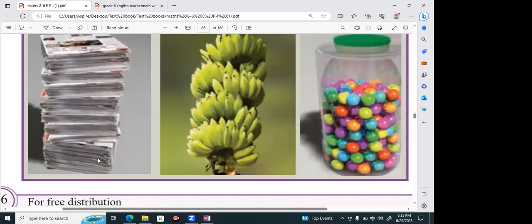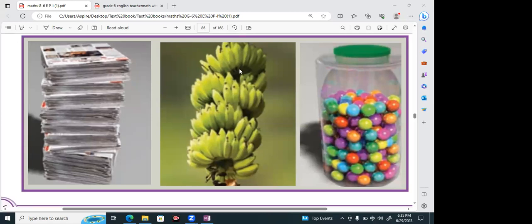Can you count how many papers are there? Can you count how many bananas are there? Here how many toffees are there? No, we can't count them. By looking at this figure, we can't say how many items are there in each figure.